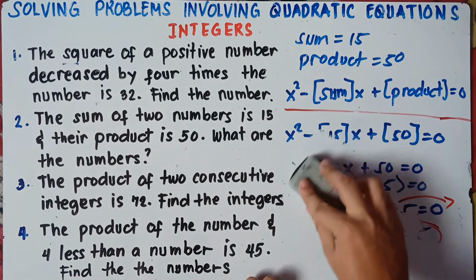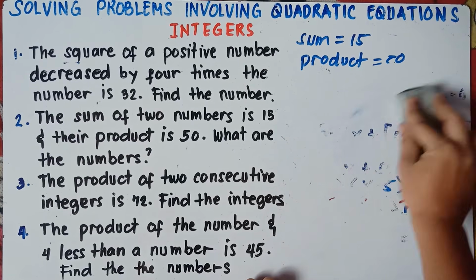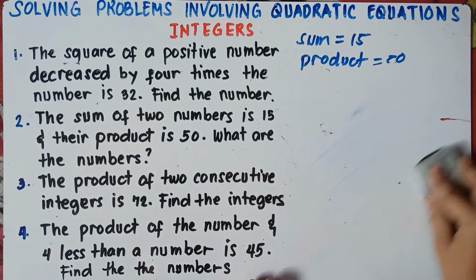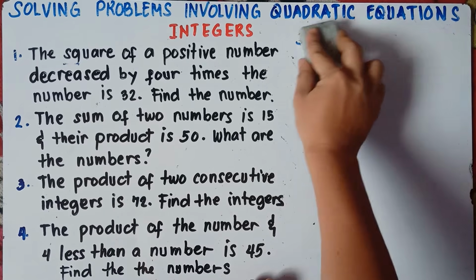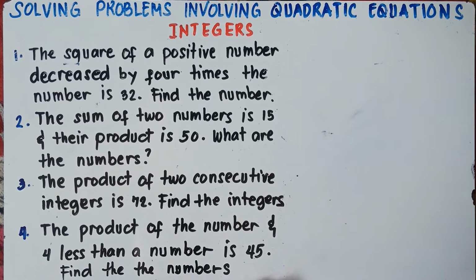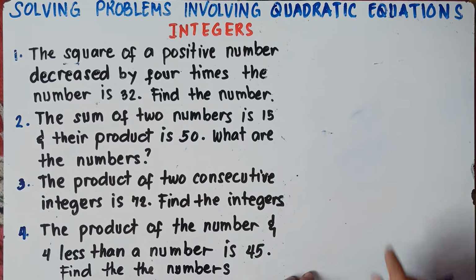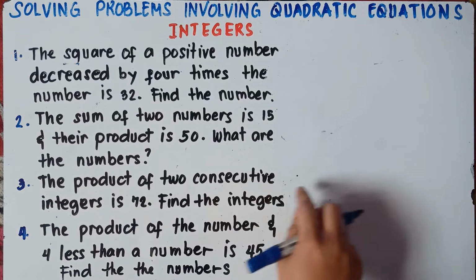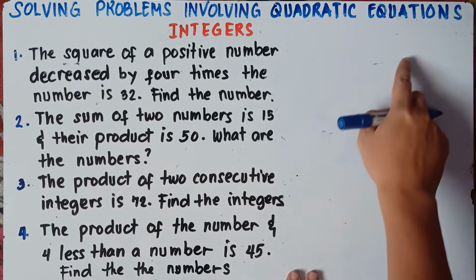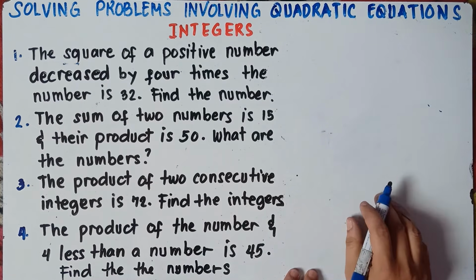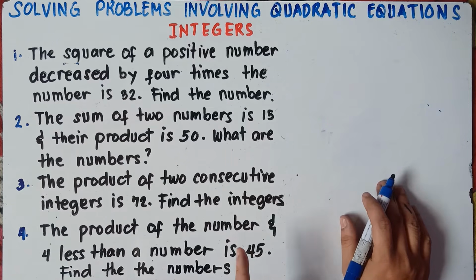Alright, let's try number 3. Now, for number 3, class, the product of two consecutive integers is 72, and you're told to find the integers. Now, if you have this word consecutive, it means that the numbers are one after another. For example, the product of two consecutive integers.